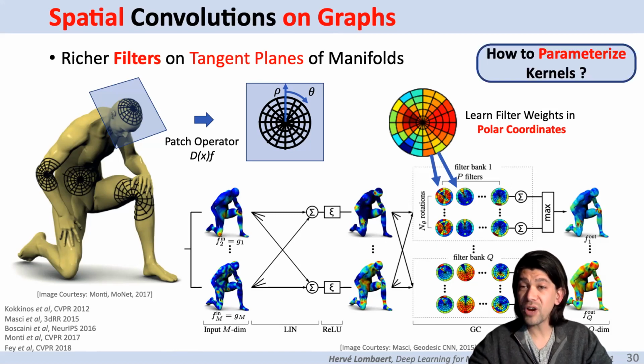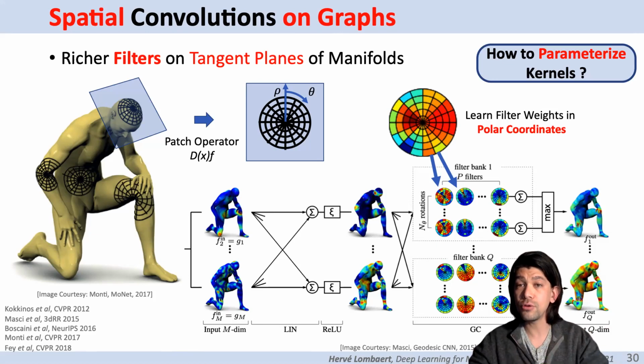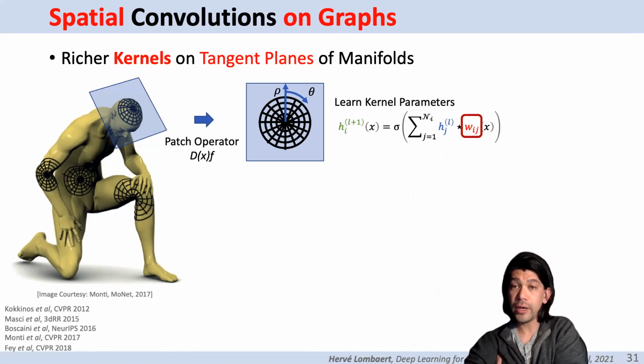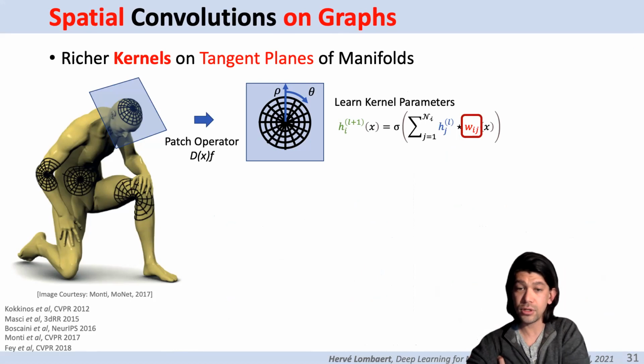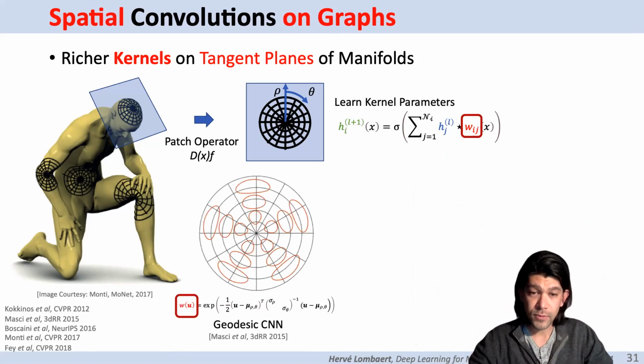But how do you really parameterize the kernels here? So here we're learning filter weights, multiple weights, but how do you build kernels? How do you define a Gaussian, for example? Again, we want to learn those convolutions. With the spatial weights that we had on the polar coordinates, that's the previous approach. It can be simplified or formalized as what we call the geodesic CNN.